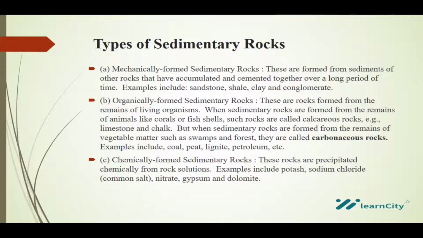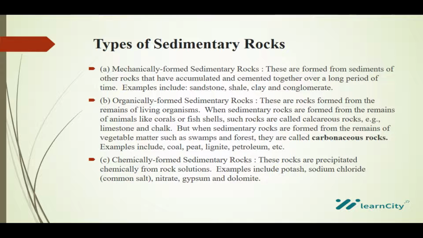But when these sedimentary rocks are formed from the remains of vegetable materials, such as in swamps or forests, they are called carbonaceous rocks. When they are formed from remains of living organisms, they are called calcareous rocks. When they are formed from remains of vegetables, they are called carbonaceous rocks. Examples of carbonaceous rocks are coal and petroleum.